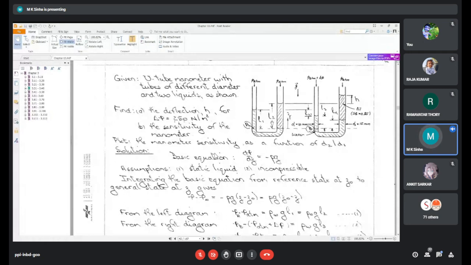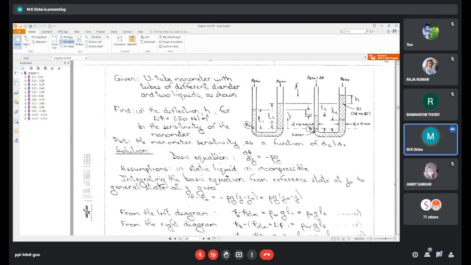A student wishes to design a manometer with better sensitivity than a water-filled tube of constant diameter. The student's concept involves using tubes with different diameters and two liquids. Evaluate the deflection H, which is marked in the right side figure of this manometer. If the applied pressure difference delta P is 250 Pascal, determine the sensitivity of this manometer.